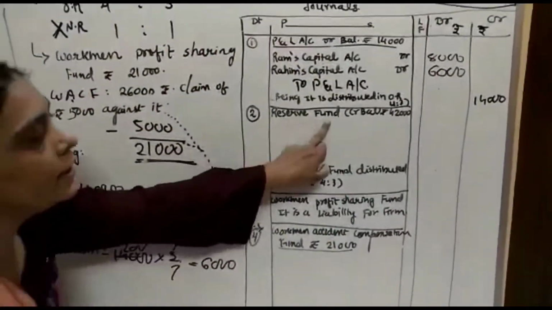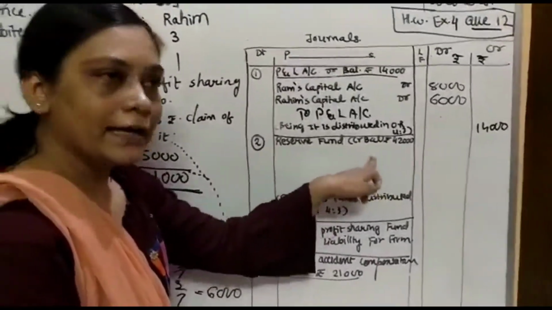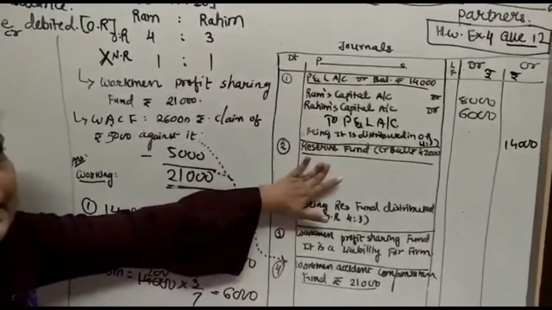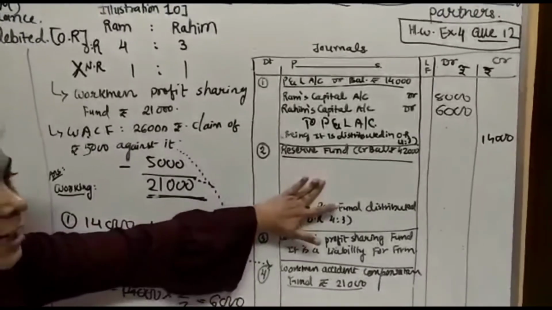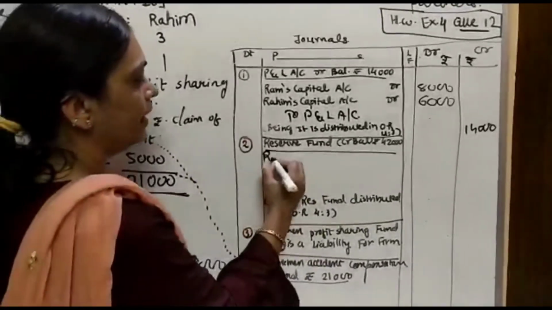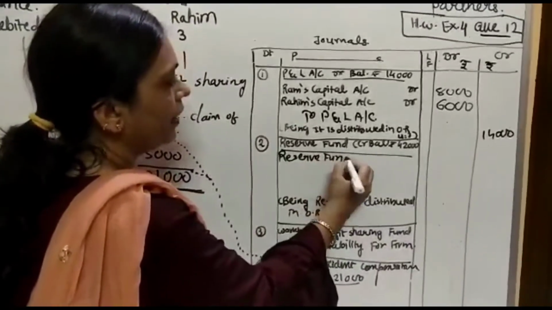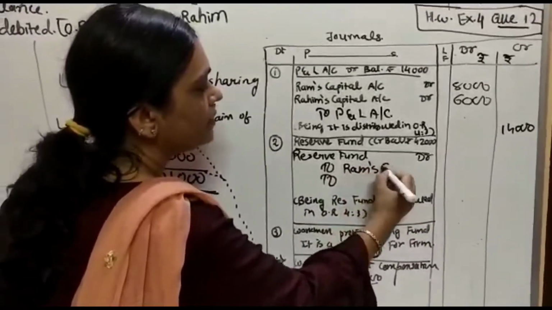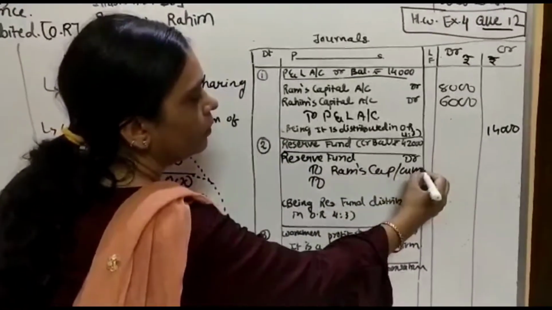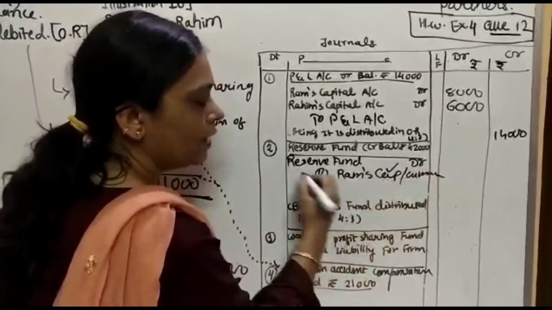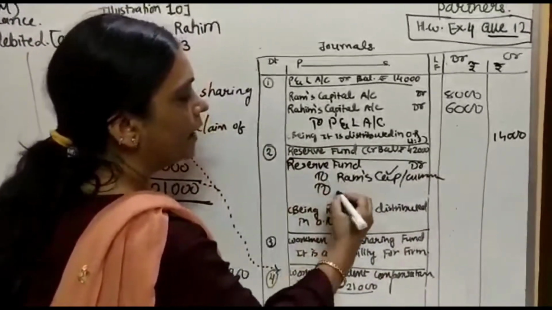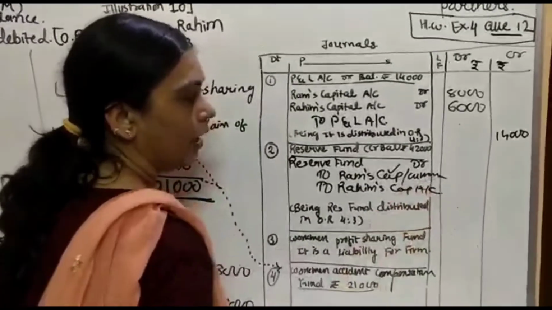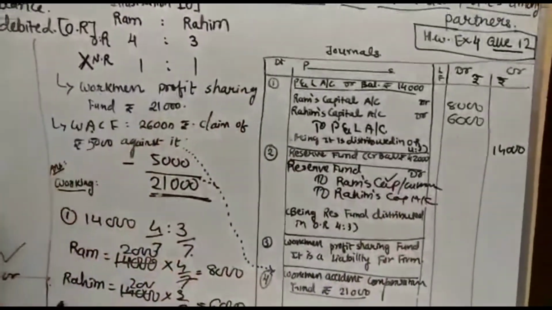Second one, the reserve fund credit balance 42,000. That is given in the question. Let me show you with an underline. So this is the reserve fund. Which balance is it having? Credit balance. So to close it, what will we do? Debit. So my first entry would be reserve fund account debited, among the two partners, to Ram's capital account or current account. Both you can write, but it is advisable to write capital because there is no proper mention here. And then to Rahim's capital account. Clear?